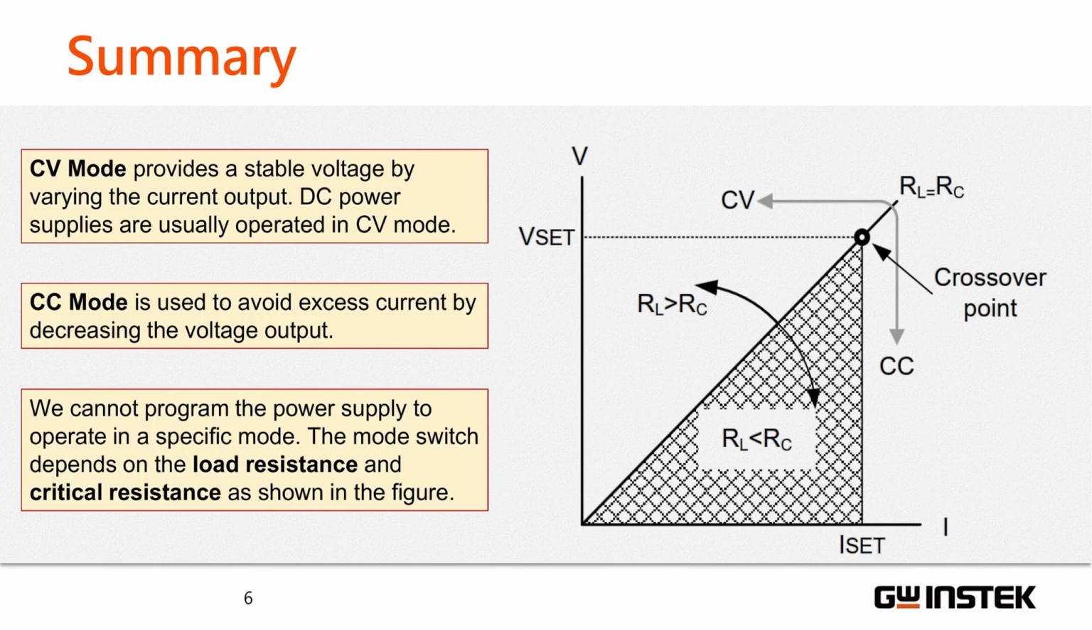Now, let's recap and summarize. CV mode provides a stable voltage by varying the current output. DC power supplies are usually operated in CV mode. CC mode is used to avoid excess current by decreasing the voltage output. We cannot program the power supply to operate in a specific mode. The mode switch depends on the load resistance and critical resistance as shown in the figure.